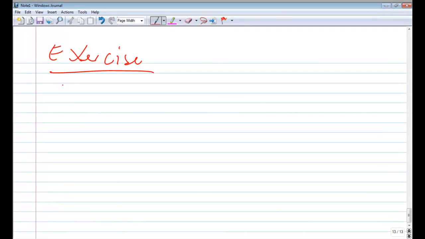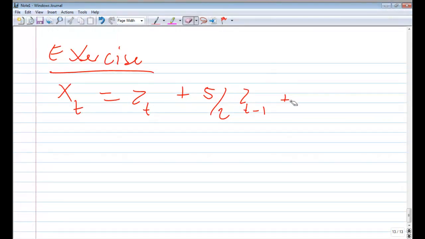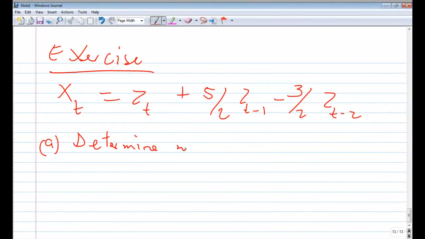Let's say you have this time series Xt equal to Zt plus 5/2 Zt minus 1, minus 3/2 Zt minus 2, where Z is a white noise with mean 0 and variance sigma squared z. The question says, number A, determine whether Xt is invertible or not.